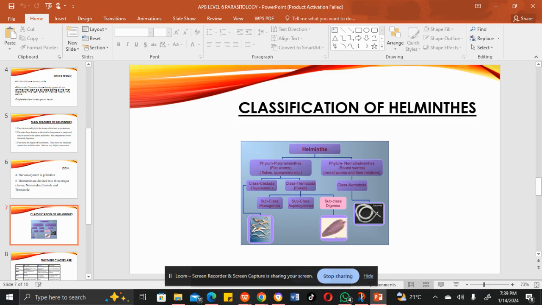Platyhelminthes are the flatworms. Examples are the flukes and tapeworms. And then phylum Nemathelminthes are the roundworms, which are the class Nematoda, and a good example is Ascaris lumbricoides. And class Trematoda, we have the flukes, and we have their subclasses: subclass Monogenea, subclass Aspidogastrea, and another subclass is Digenea. That is the flowchart of the helminth classification.